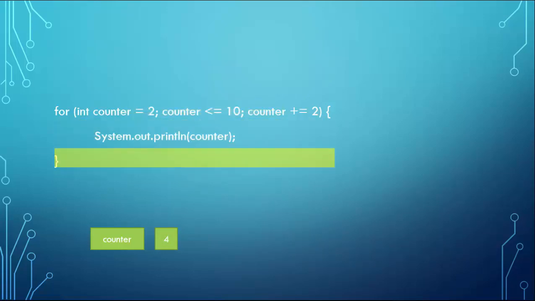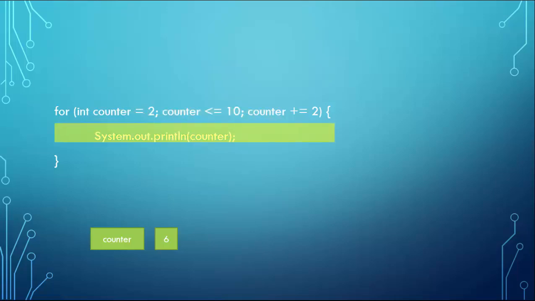We hit the end of our loop. We go back. Counter plus equals 2. Counter is now 6. 6 is less than or equal to 10, so we display 6 on the screen. So what you're catching on to, hopefully, is that this is displaying all the even numbers up to 10. We're starting at 2, then 4, then 6, and if we continue this, it would go to 8 and 10 and display all the even numbers on the screen up to the number 10.